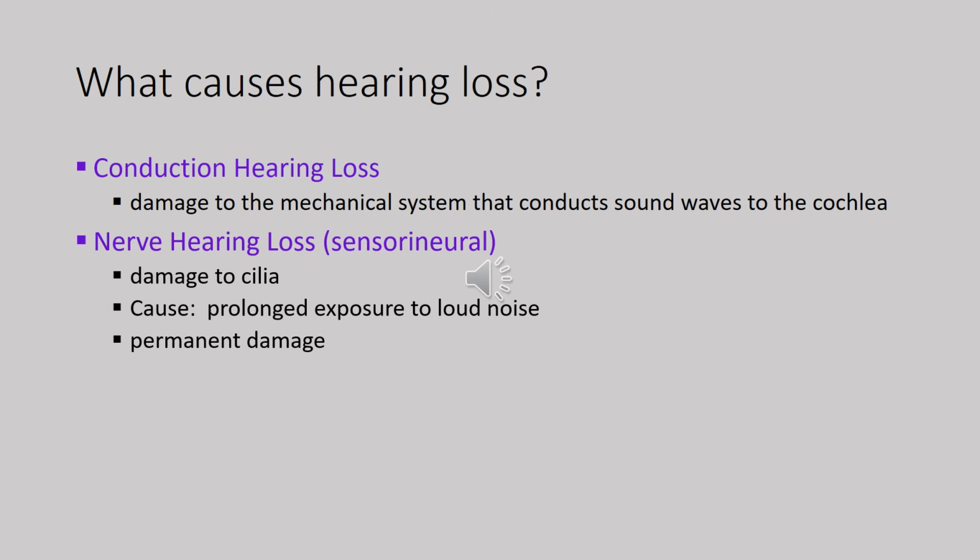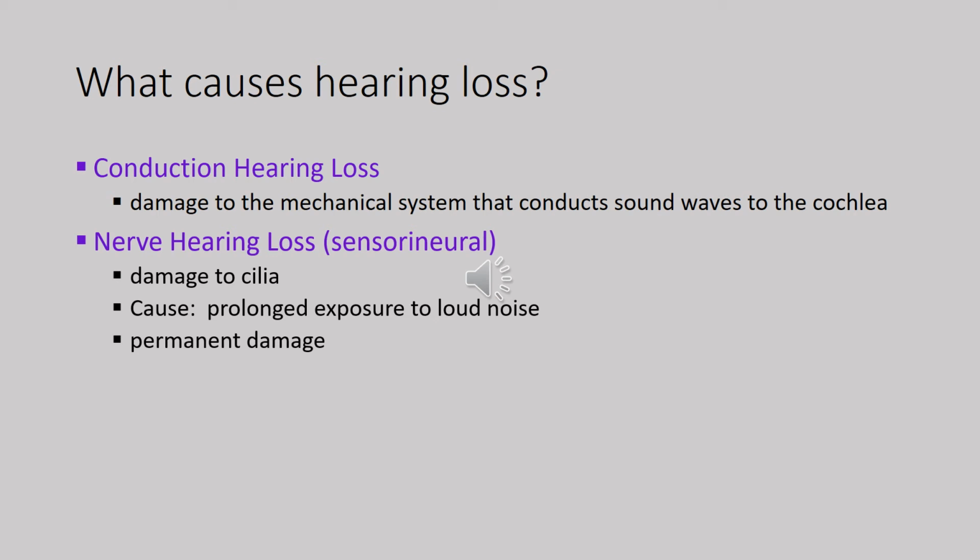There are two types of hearing loss. First of all, conduction hearing loss, or mechanical hearing loss. This refers to damage to the outer or the middle ear. So this would be damage, let's say, wax buildup in the ear canal, or a perforated eardrum or tympanic membrane, or it could involve the three little bones in the middle ear. This type of damage can be fixed.